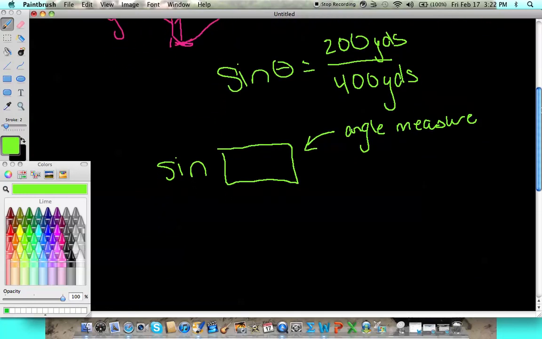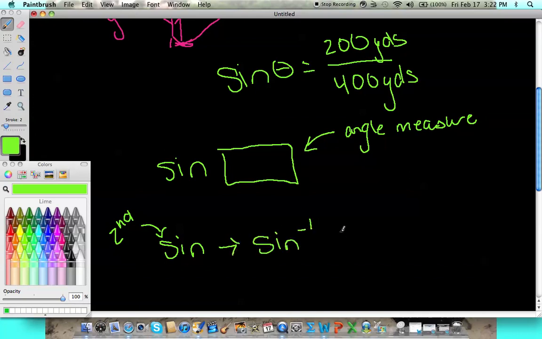So I have to tell my calculator, hey calculator, I'm not going to give you the angle, I'm actually going to give you the ratio. Can you give me the angle? So I'm going to hit second sine. And what happens when I hit second sine is that it engages the inverse sine function. So I'm telling the calculator that I'm giving it the ratio, and I want the calculator to give me the angle measurement.